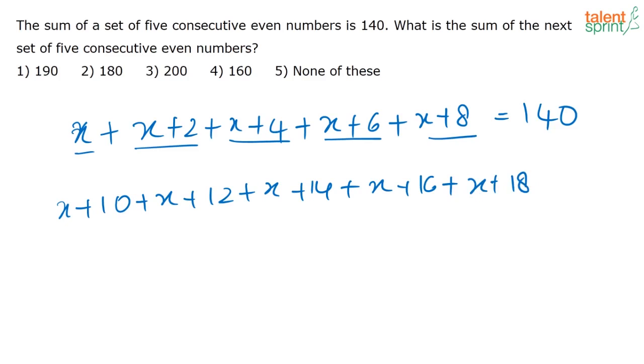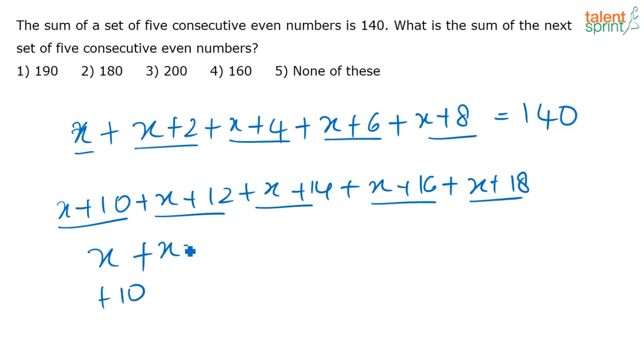Now, there are 2 ways in which you can approach this question. We will discuss both the ways, and you decide which is easier for you to solve. Now, see, x plus 10, 12, 14, 16, 18. I am just going to write it as, see, this is x, correct? Now, here there is a plus 10. I am just writing the plus 10 separately.